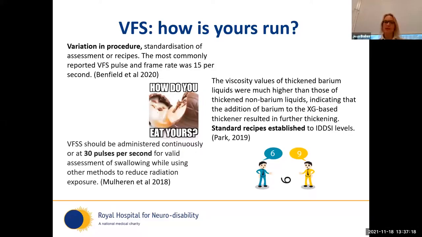The other thing that wasn't so standardized in videofluoroscopy was the frame rate. And when we looked at the gold standardization and comparison of FEES to VF in the reliability of identifying aspiration and penetration, there seemed to be some researchers showing a significant difference between 30 pulses per second versus 15. Yet in the survey of clinical practice, a majority of people were still at 15 frames per second. So we're thinking about in your service or the service you use, what are they using, and is there a possibility of changing it?